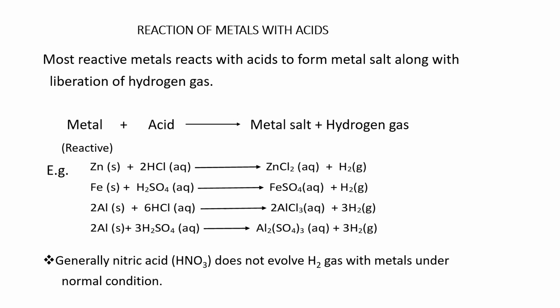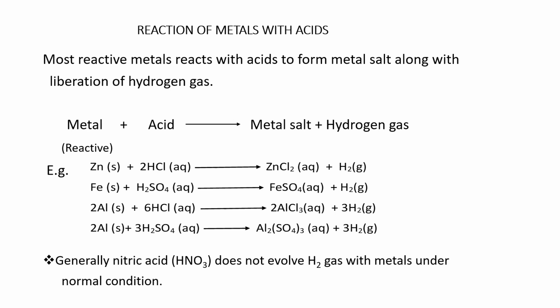First is zinc. When zinc reacts with hydrochloric acid, it will form zinc chloride and there is liberation of hydrogen gas. Iron reacts with sulfuric acid to form ferrous sulfate along with hydrogen gas. Aluminium reacts with hydrochloric acid to form aluminium chloride along with liberation of hydrogen gas. Aluminium can also react with sulfuric acid and form aluminium sulfate along with liberation of hydrogen gas.